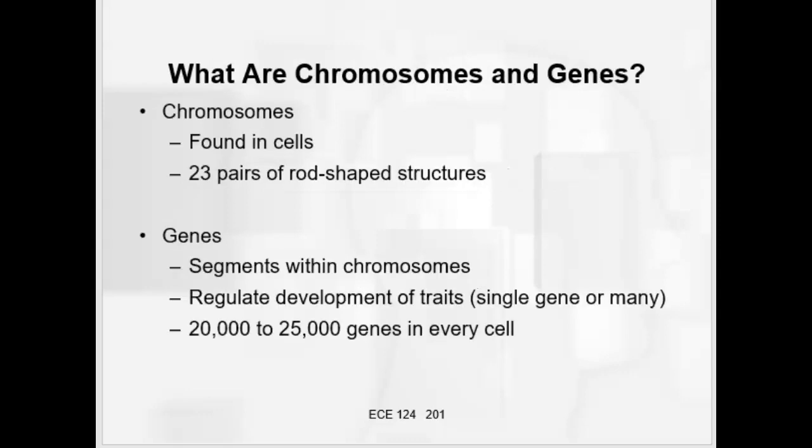So in this class, we're going to just be covering a very brief overview of genetics. And if you ever had a basic biology class, this is going to be a review. So what are chromosomes and genes? Well, chromosomes are found in every cell. We have 23 pairs of these rod-shaped structures. Genes are segments within the chromosomes. They regulate the development of traits, and these can be either a single gene or many combined genes. And we have approximately 20,000 to 25,000 genes in every cell.